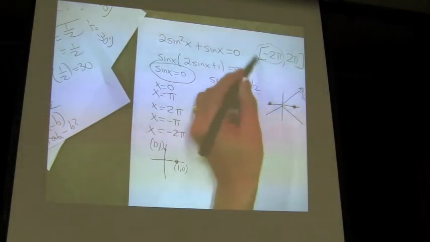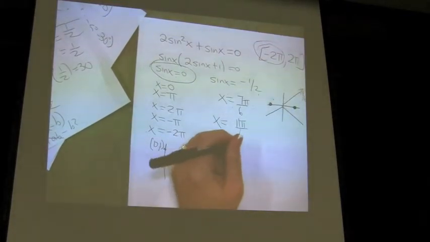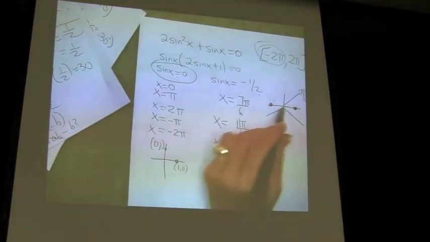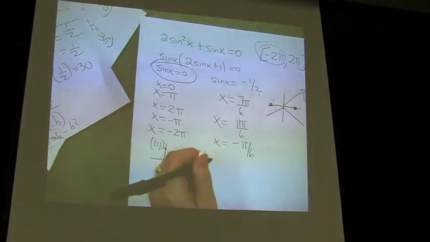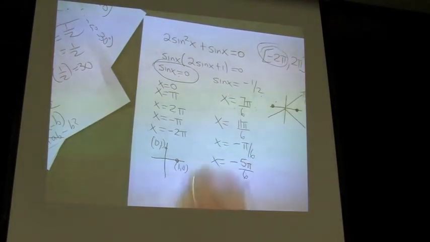I still need to get some negative ones also. So this is like a -30 degrees. So it's actually -pi over 6. And then this is like a -150 degrees. So -5 pi over 6.